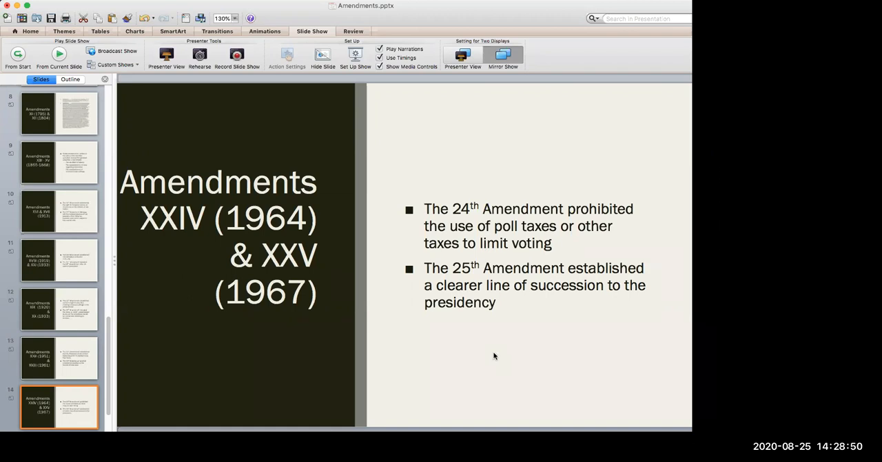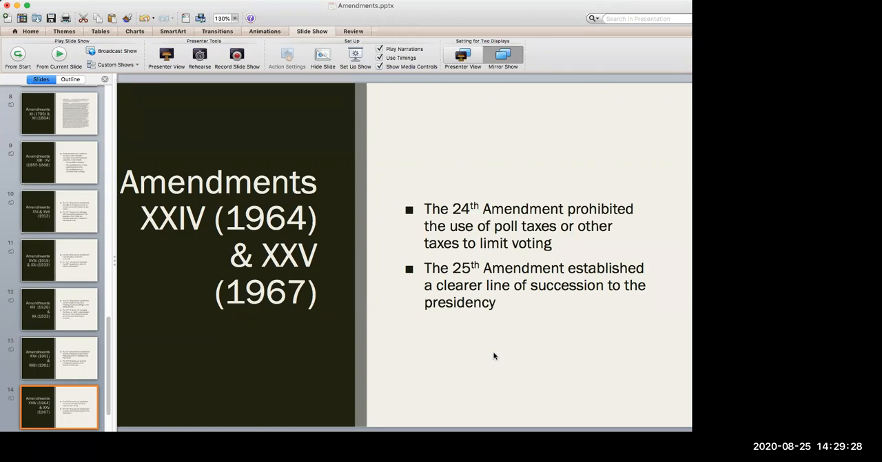The 25th Amendment establishes a clearer line of succession to the presidency. So what happened in the 1960s that would make Congress want to amend the Constitution so that it was clearer? The JFK assassination? Absolutely. So that's 1963, right? So the 25th Amendment.